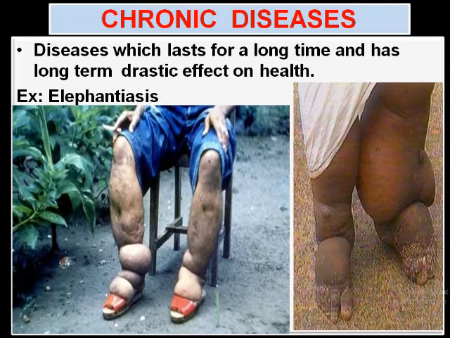Now chronic disease. Disease which lasts for a long time and has a long-term drastic effect on health. So chronic diseases are very dangerous. They live in a human body for a long time, and they cause permanent damage to your body. For example, elephantiasis, you can see in the pictures. Elephantiasis means the broadening of legs. Legs or hands will become too big. This disease is known as elephantiasis.